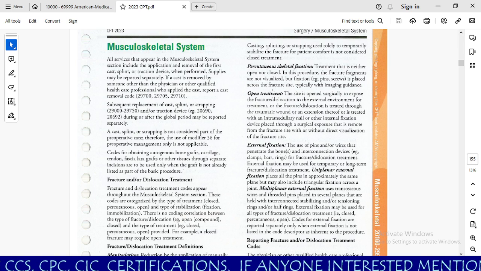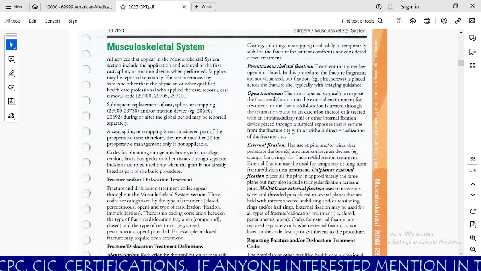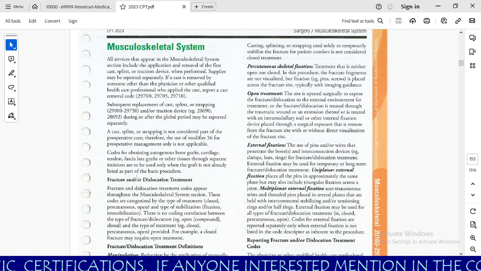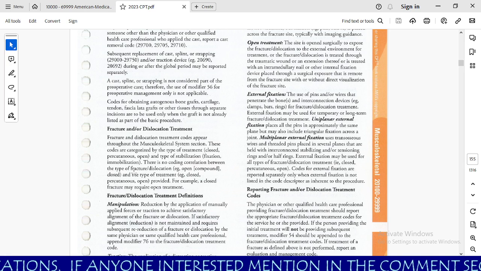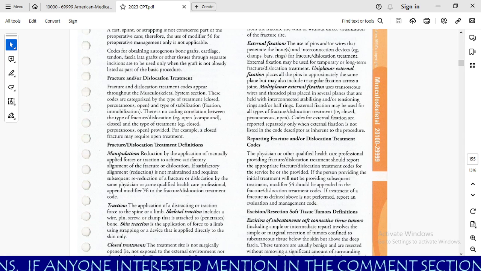So now we will learn about open treatment. Whenever you code orthopedic system procedures, we need to know all these guidelines. So that's why I am explaining here.